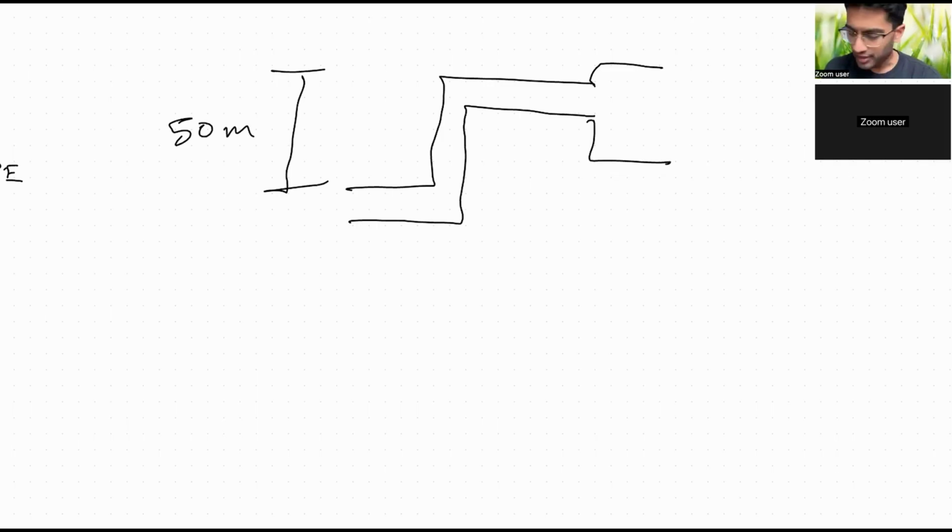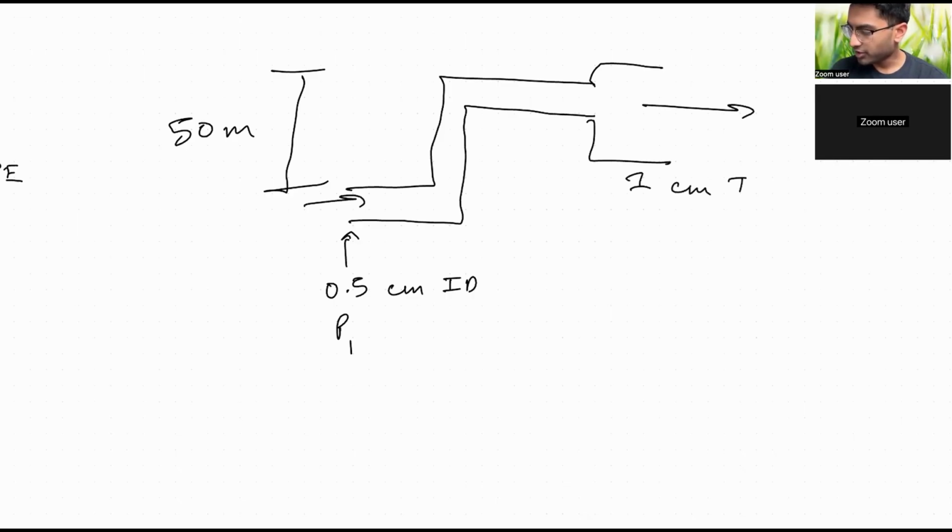Right here we have a half a centimeter inner diameter, at some pressure, we'll call it P1. And then it comes out, this is coming in, fluid comes out at a 1 centimeter inner diameter pipe, and this pressure is at atmospheric.